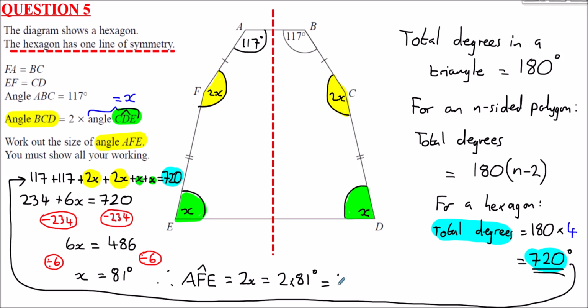2 times 81 would give us 162 degrees. And so, we're finally done. You can definitely see here the question difficulty is jumping up slightly, even at question 5. But we've done it now, so let's move on to the next one.